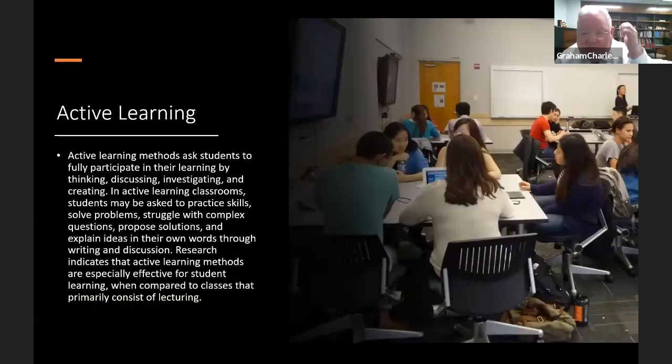Well, active learning methods are methods which ask students to fully participate by thinking, by discussing, by investigating, by creating. And in an active learning classroom, there's a picture of it here, students are asked to practice skills, solve problems, struggle with complex questions, propose solutions, work through cases, and then to explain the idea in their own words.